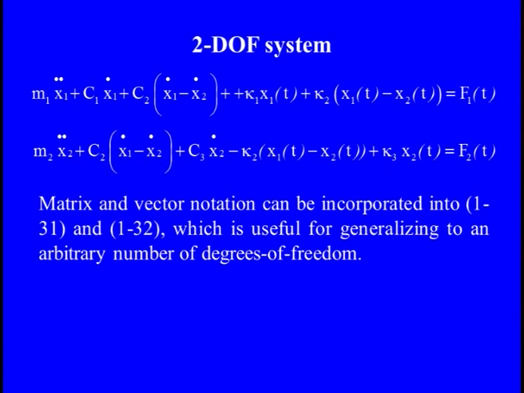So in a simple way, as it is a 2 degrees of freedom system, we can resolve all the issues by assuming simple harmonic motion input excitation and output in simple harmonic motion. The frequency response functions can be calculated, mode shapes can be calculated, or the natural frequencies omega n1 and omega n2 can be obtained using these equations. Matrix and vector notations can be incorporated into these equations, which is useful for generalizing to an arbitrary number of degrees of freedom.